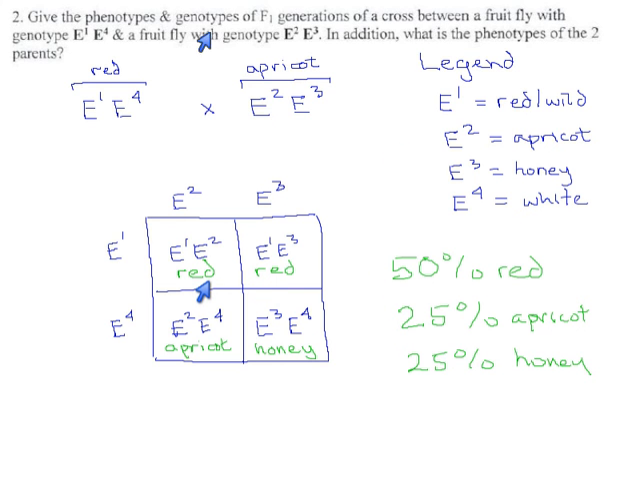So did we get everything they wanted? Genotypes and phenotypes of the F1 generation, check, we got all that. What are the phenotypes of the two parents? Yep, we got those. I believe that's all they wanted. Yay, we win.